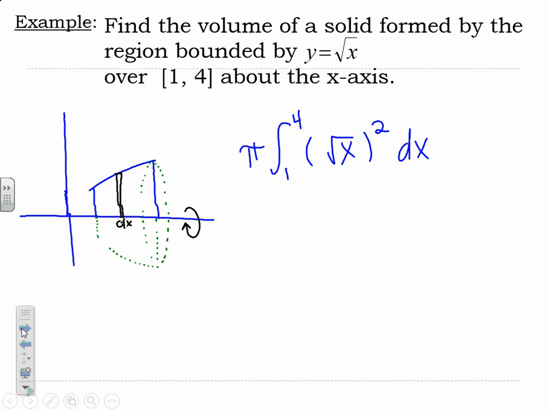I'm seeing a lot of 15 over 2 pi. You have to subtract, right? 8 minus half. Okay. So we get 15 halves times pi.